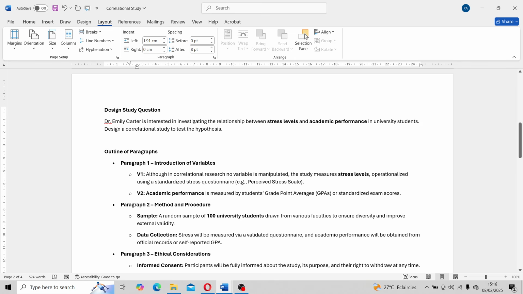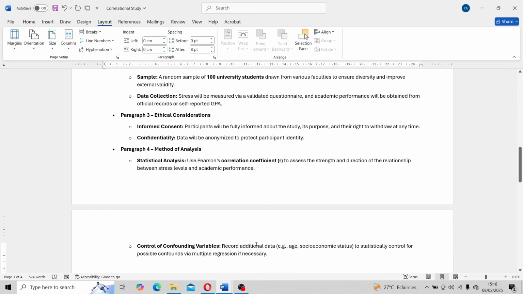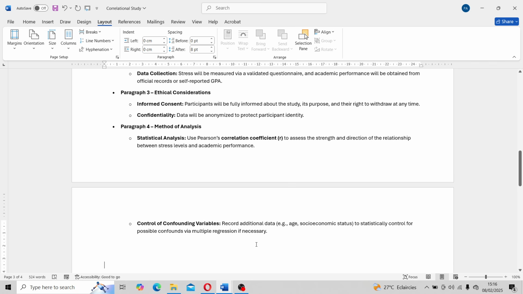Now, data collection. Stress will be measured via a validated questionnaire, and academic performance via GPA. For ethical considerations, informed consent will be given, and confidentiality will also be noted, since they are making mention of their grades. You might want to consider adding confidentiality. You can also respect privacy, but privacy might not necessarily be important for you. Just include any ethical consideration that is related to your study.